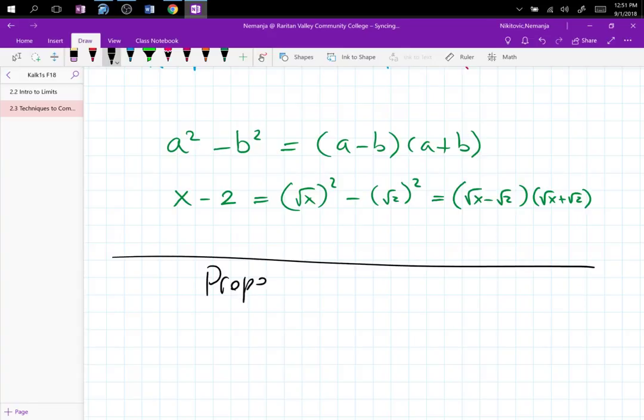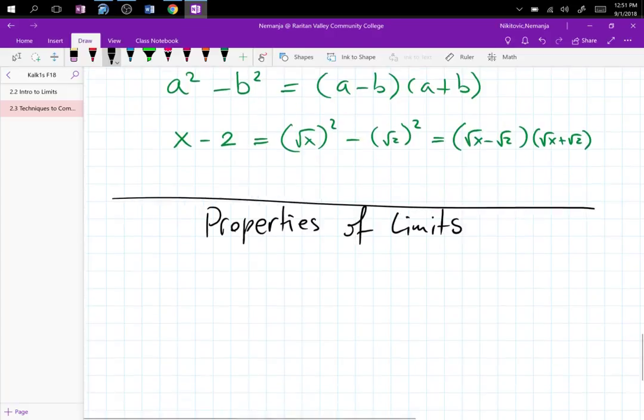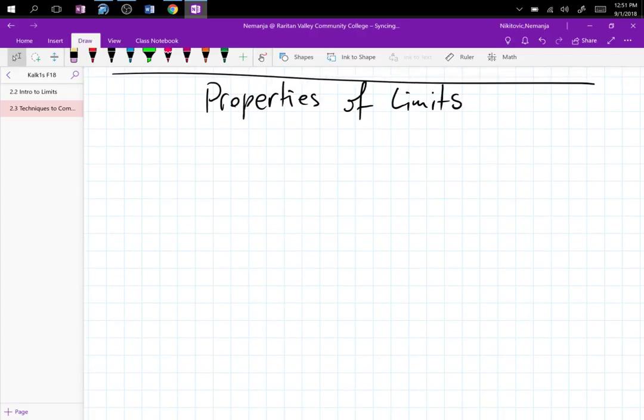Properties of limits. There are properties of limits that we are going to use to break down more complicated limits into simpler limits so that we can compute them in smaller chunks. It's like if you have a cake, you don't eat the whole cake, you break it into slices, and eat it. Otherwise, you'd be me.